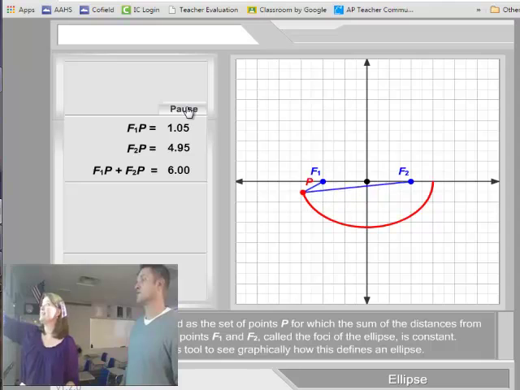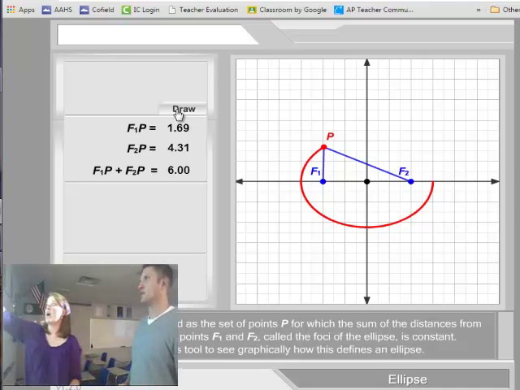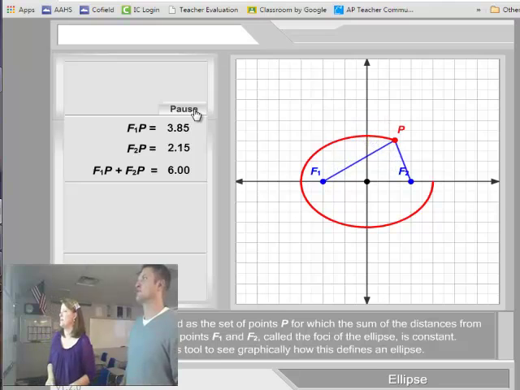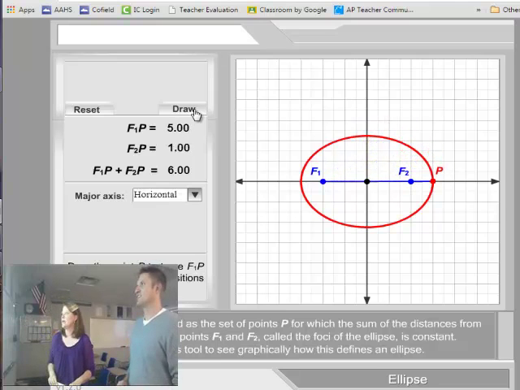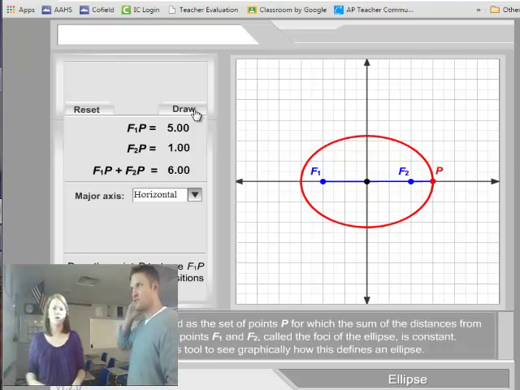The string length never changes. But the actual distances from P to F1 and P to F2 are changing. Their sum is always the same. And if you let it go all the way, you're going to get a distance of the blue string of 6, according to this picture.